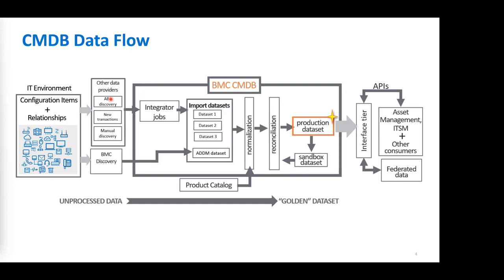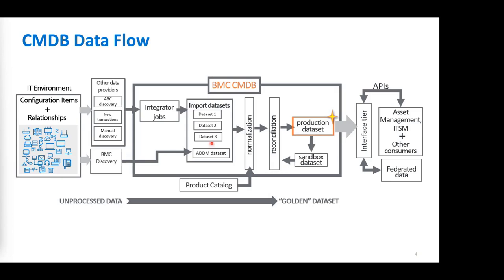Likewise, you may have other discovery tools, you may have other tools like SCCM as well, or BCM, or any other data provider which is helping you discover the data or CIs within your environment and providing it to us. This data is then supplied to the BMC CMDB with the help of Spoon jobs, integrator jobs. That pulls the data through the integrator and pushes it to the respective data sets. At this stage, we have these different import data sets available where we have CIs as unprocessed data. We may have the same single CI available in multiple data sets with possibly different values, right?